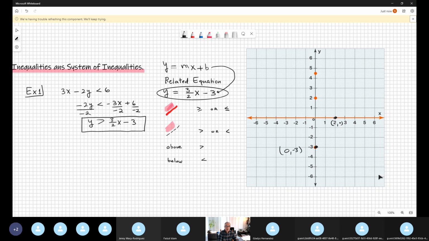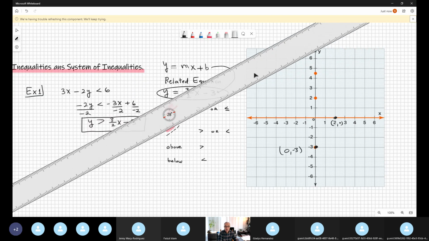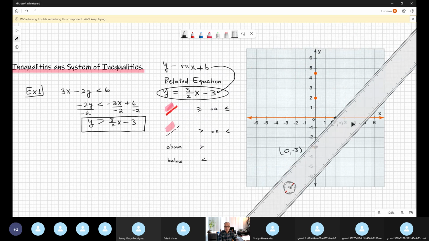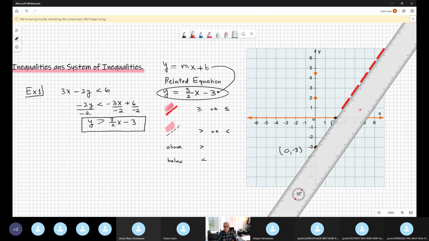Ready. You are ready to draw the line using the ruler. Let me try. You connect both points using the ruler properly. Now my challenge is: is the line I'm drawing a dotted line or a solid line? It's obvious that it's a dotted line. Why? Because they're not equal. In the original problem there is no equal sign. Therefore, it's obvious that the line doesn't belong to the solution.